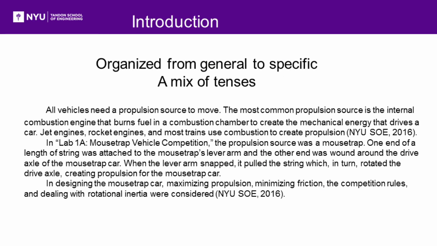This is an example of the start of an introduction for the mousetrap car lab. Again, organized from the general to the specific. This will be a mix of tenses, sometimes past tense, sometimes present, sometimes perhaps future tense. But as you can see, it starts by discussing propulsion and then specifically discusses how it was applied in the lab. Then there's this final sentence, which is an introductory sentence, which says to the reader, I'm about to talk about these other concepts.